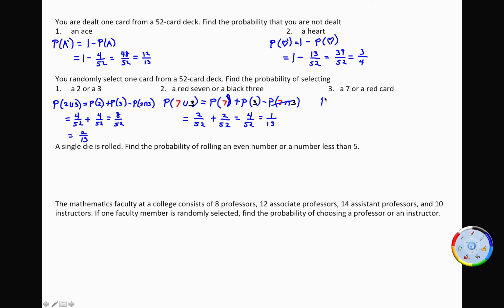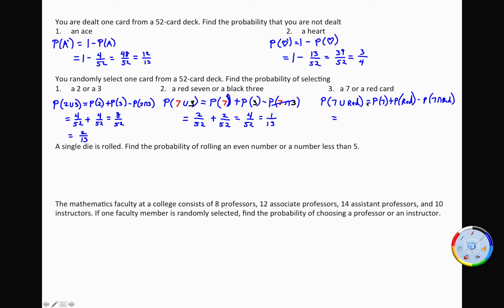Okay, one more of these. What's the probability that you get a 7 or a red card? Okay, now these are not mutually exclusive. There are some cards that are 7 and red. So this is the probability that your card is 7 plus the probability that your card is red minus the probability that it's 7 and it's red.